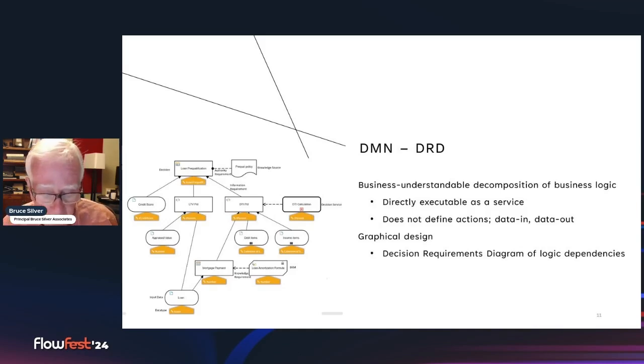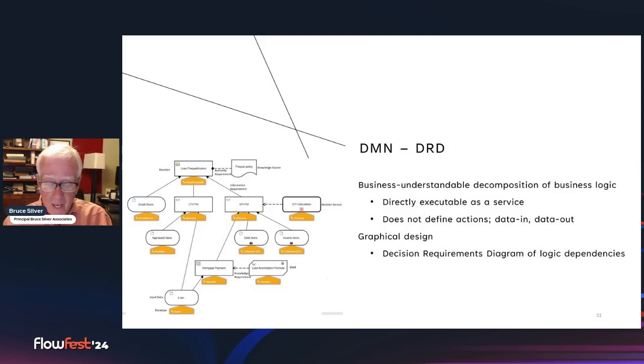All right, moving on to DMN. DMN describes not actions, but business logic, understandable by non-programmers, but deployable nevertheless as an executable service. DMN is a successor to business rule engine technology from the 1990s, but better aligned with today's microservice-oriented architectures.